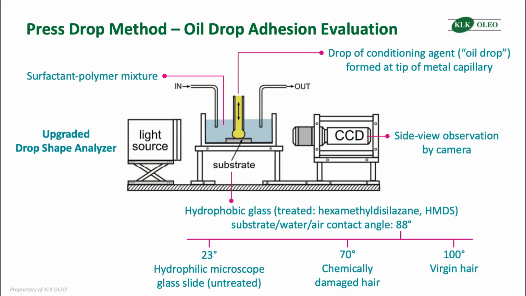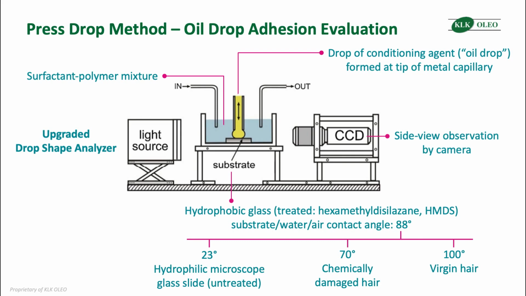To mimic the surface of hair, we treated a hydrophilic microscope glass slide with HMDS to form a hydrophobic surface with a measured contact angle of 88 degrees. For comparison, virgin hair has a contact angle of about 100 degrees, while chemically damaged hair is about 70 degrees.